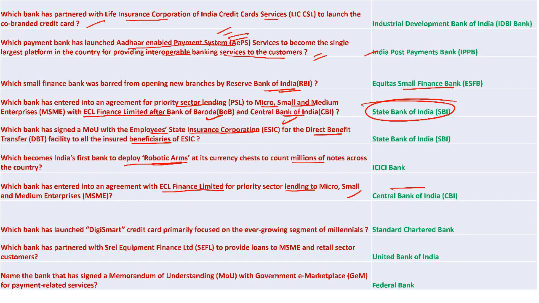Which bank has launched Digi Smart? That is Standard Chartered, primarily focused on the ever-growing segment of millennials. All this was covered in our current affairs also. United Bank has partnered with Shriram Equipment Finance Limited to provide loans to MSME retail sector customers, and Federal Bank is the bank which has signed an MOU with Government e-Marketplace for payment related services.